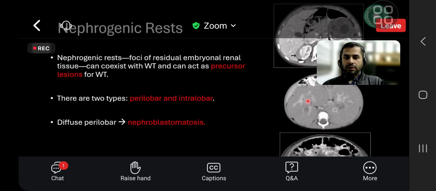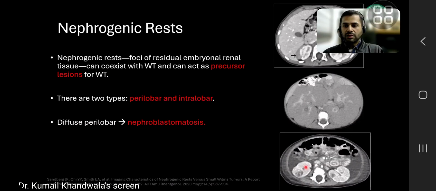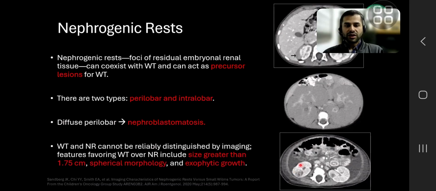The intralobar nephrogenic rests are smaller lesions. They are often located near the medullary portion of the kidneys and can have heterogeneous enhancement, and therefore sometimes differentiating between Wilms tumor and nephrogenic rest may not be possible by imaging alone. But some features that favor Wilms tumor are a size greater than 1.75 centimeter, a spherical morphology of the lesion, and an exophytic growth pattern.